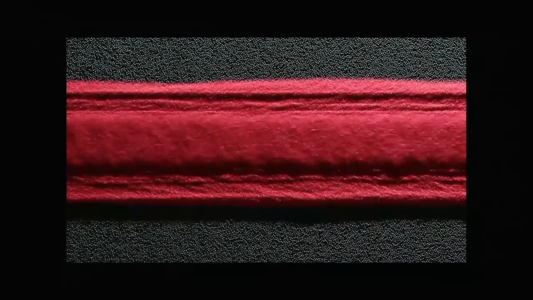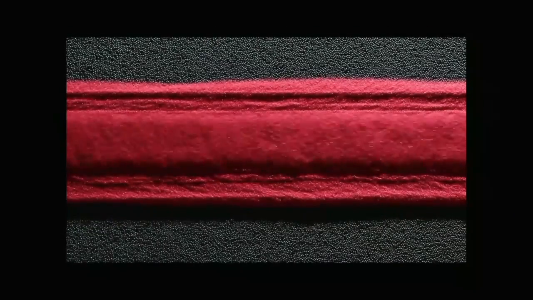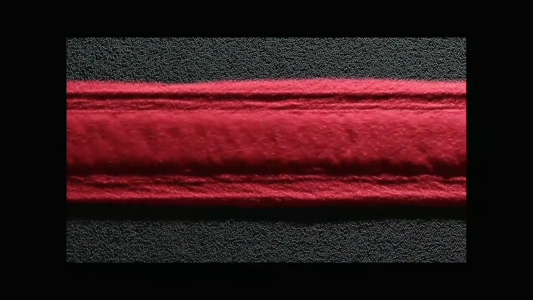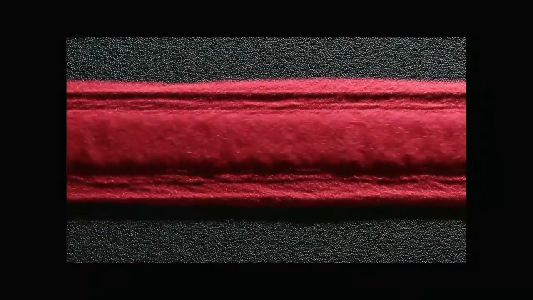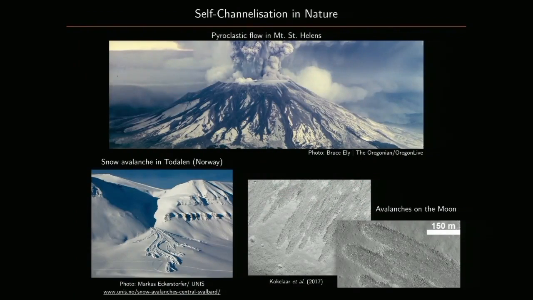One of the biggest motivations to study this self-channelization and the formation of these static boundaries that we call the levees is that it's widely observed for large-scale geophysical flows, such as pyroclastic flows, snow avalanches, and even debris flows on the surface of the Moon or on Mars. And the self-channelization prevents lateral spreading, which can enhance the run-out distance for these flows, and then enhance also the destructive reach of these flows.